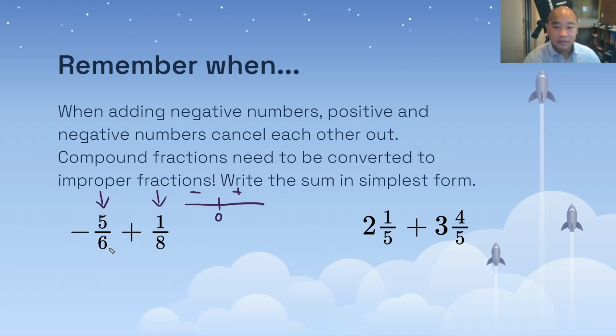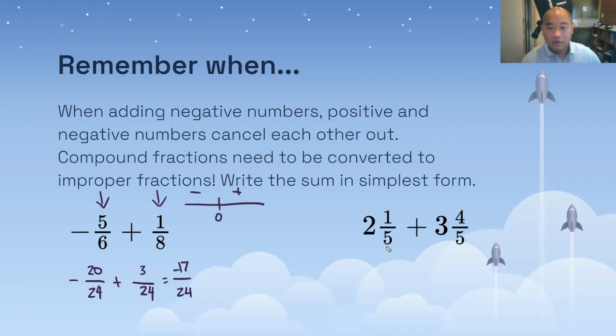The least common multiple here is going to be 24, right? So 6 times 4 is 24. So it's going to be 20. And then here we have 3. So it's going to look like that. And then we'll have negative 20 plus 3 is negative 17. Oops, I didn't leave myself very much room there. Over 24. Negative 17 over 24.